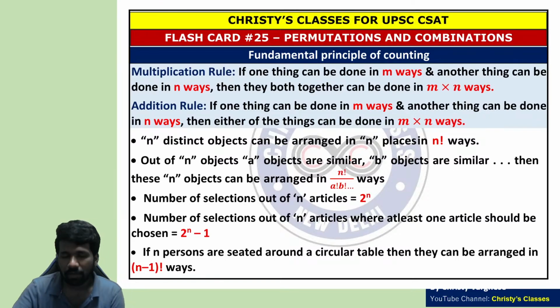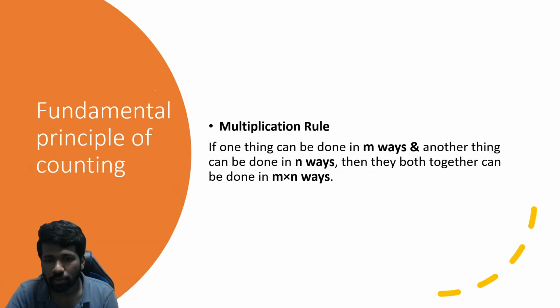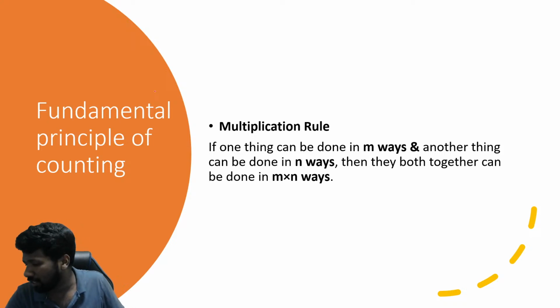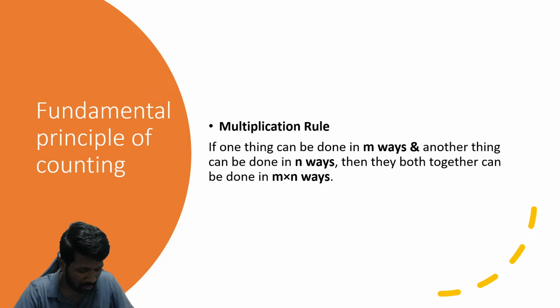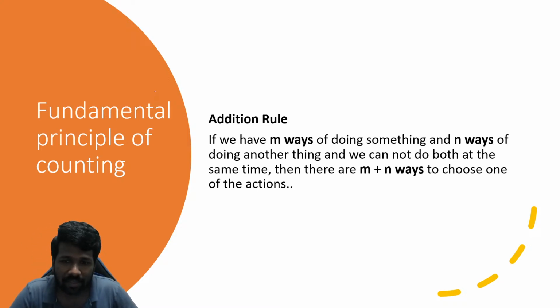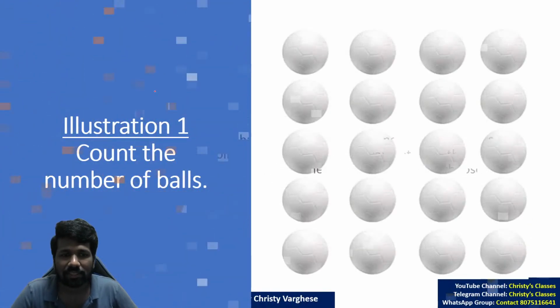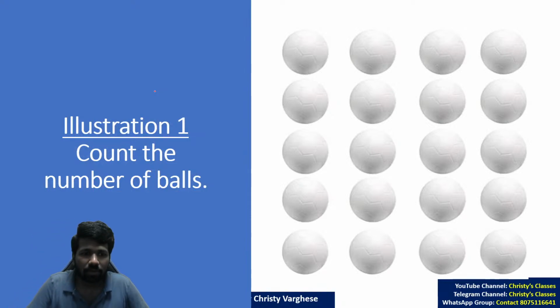Okay, so what is fundamental principle of counting? There are 2 versions for this: multiplication rule and addition rule. Multiplication rule says that if one thing can be done in m ways, another thing in n ways, both things together can be done in m into n ways. Again, when you hear like that, it looks like a clumsy theorem or formula, no? And there is an addition rule version also. So I will make you understand this so that it is easy for you to learn and do questions with this.